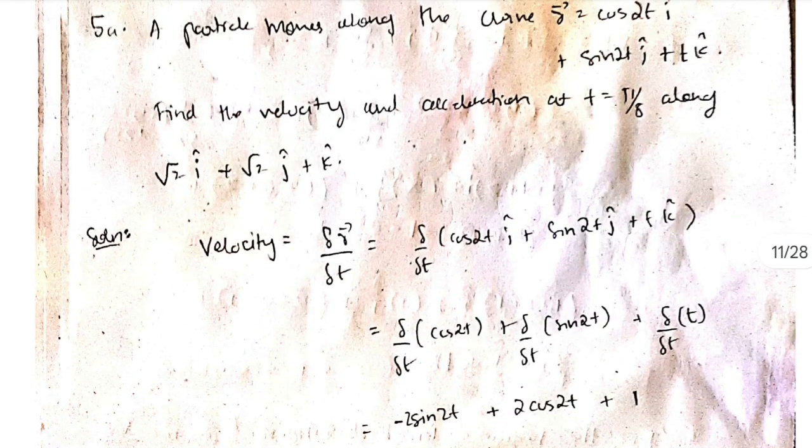The answer which I got in v is this one. So I'll differentiate this one with respect to t. So what answer will I get? I'll substitute the value of t as pi by 8, and one answer I'll get, that's the acceleration. Okay, so that's all you have to find in this question about the acceleration and velocity.